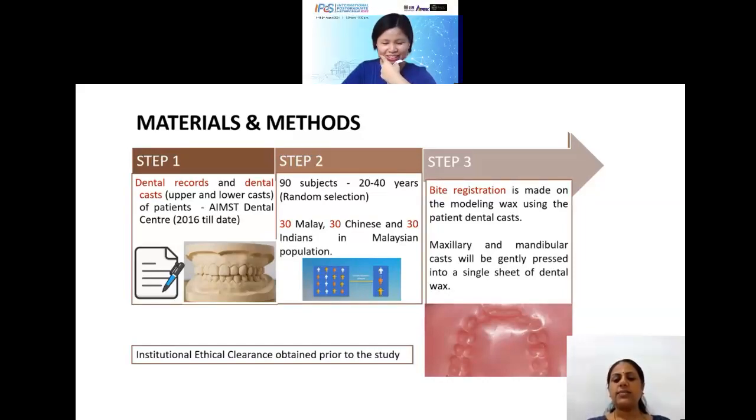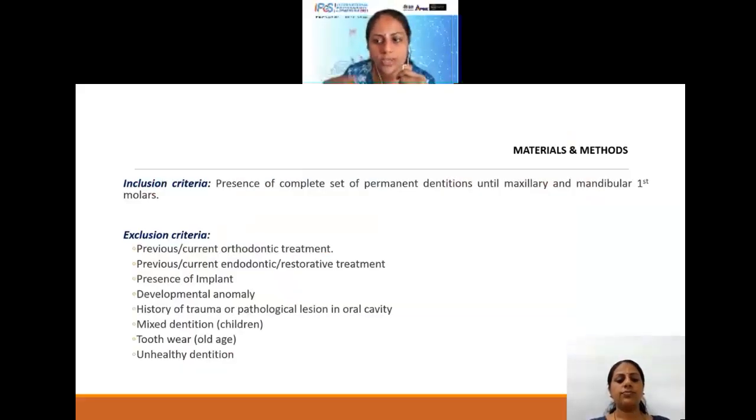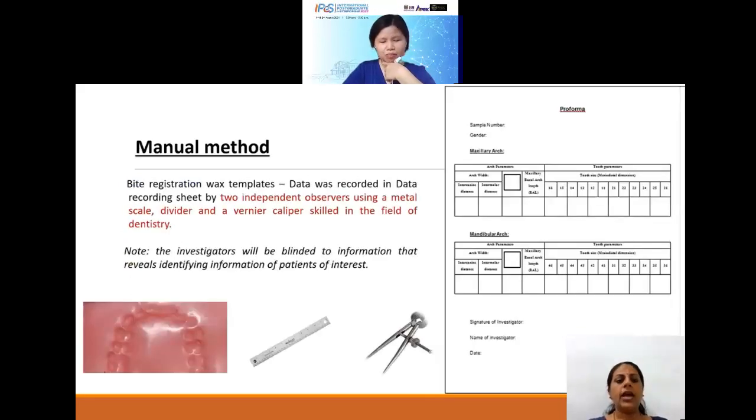So you can see that this is the patient dental cast which has been turned into the modeling wax templates. Institutional ethical clearance has always been approved for the conduct of the study. The main inclusion criteria is the presence of a complete set of permanent dentition up to the maxillary and mandibular first molars, whereas all traumatic or pathological conditions or missing teeth have been excluded from our study.